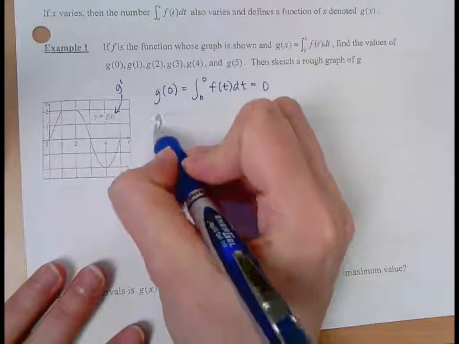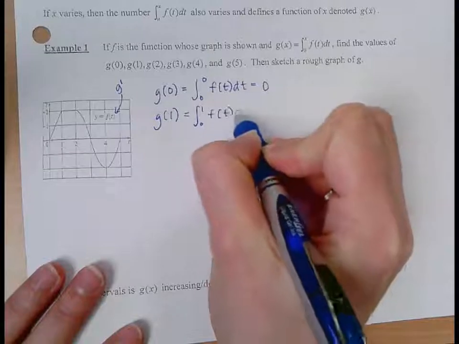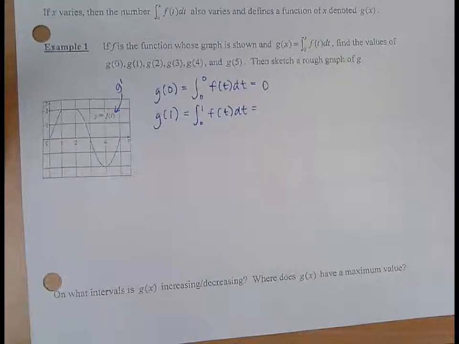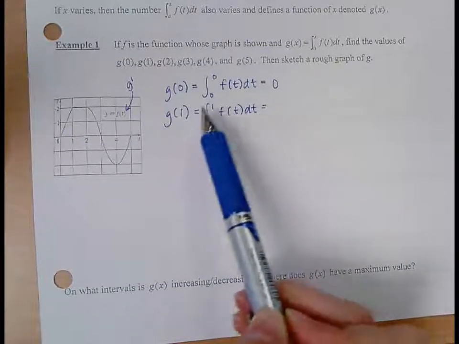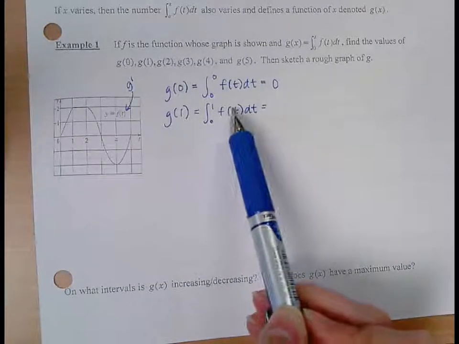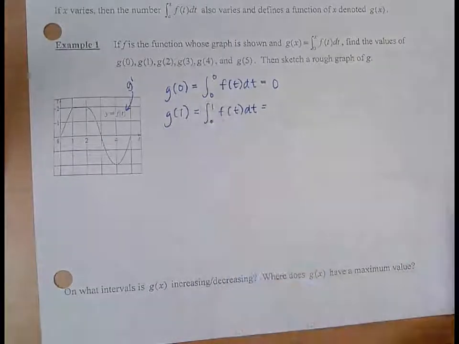Okay, so then if I'm finding g of 1, I'm finding the integral from 0 to 1 of f of t dt. How would I find that without knowing what function f is? Well, if I wanted to find this, I would need to know the antiderivative of f. I would need an expression for the antiderivative of f or for g, which I don't have.